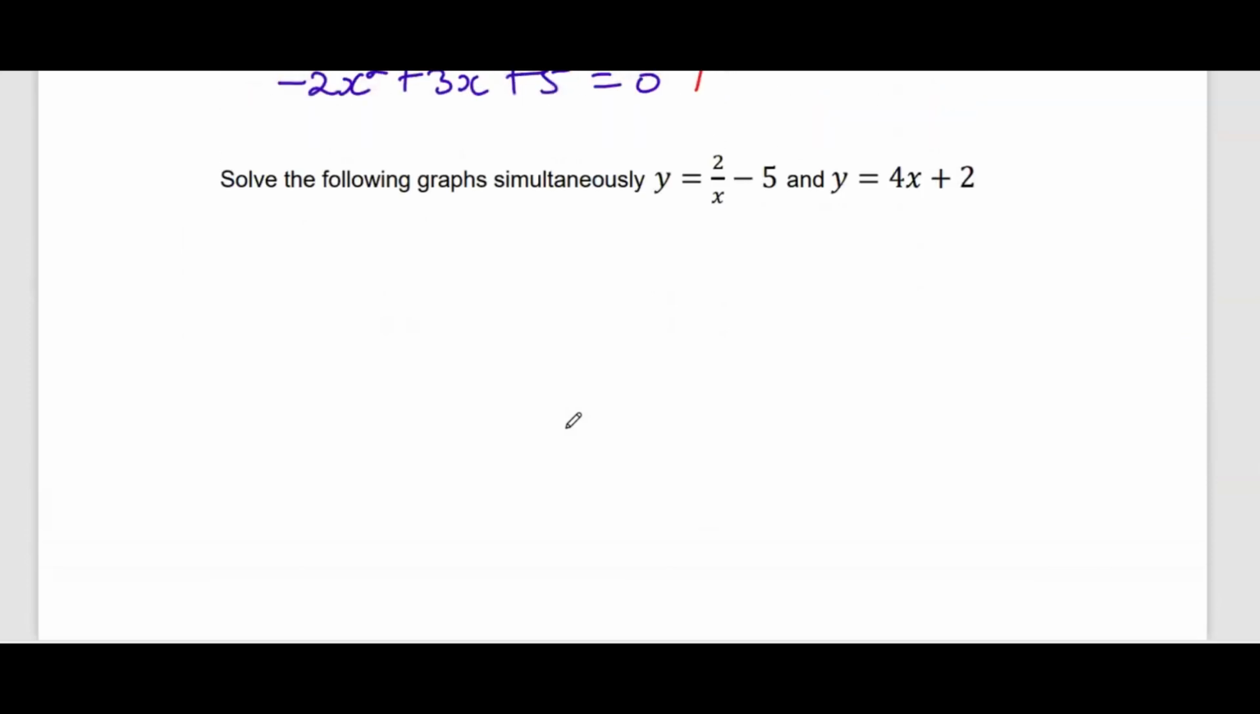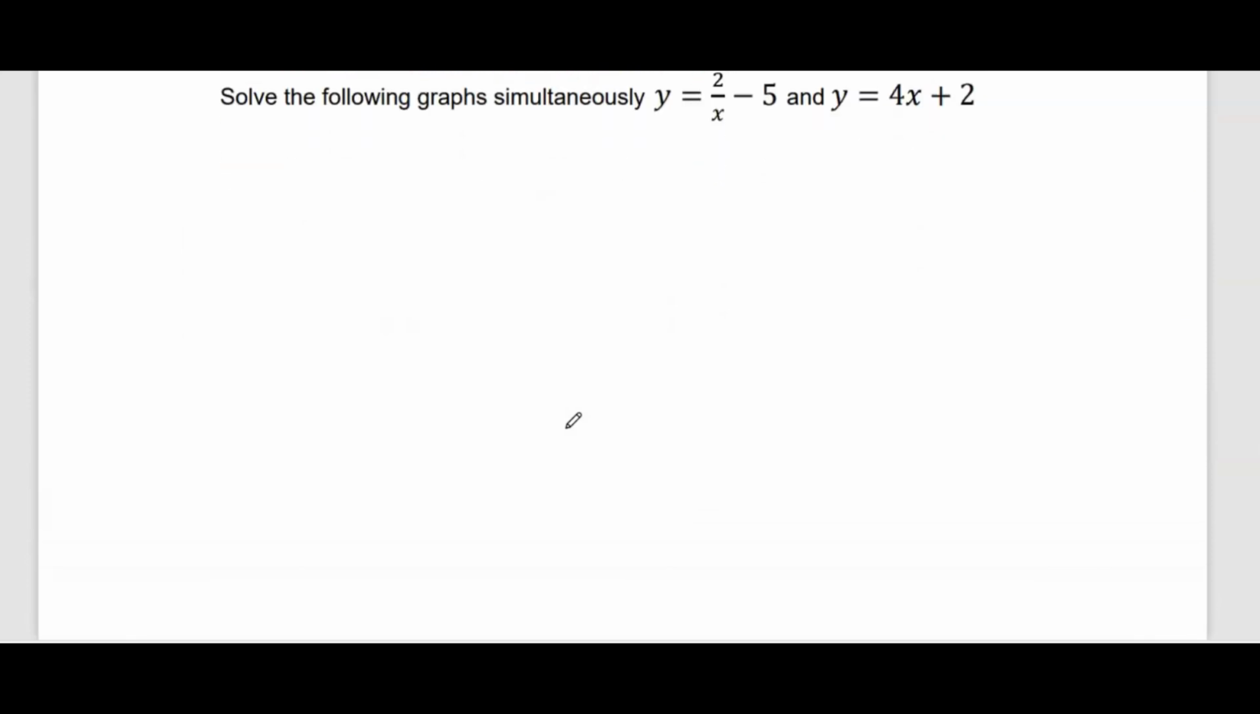Okay. So with this one, they're telling us to solve the following graphs simultaneously. Okay, so now these are graphs. In this case, this is a hyperbola, okay? And then this is a straight line. Remember, the shape of a hyperbola is something like that, since it's positive. And then if it's a straight line, which means the two graphs are going to meet at 2 points. So which means you're going to have to solve this simultaneously.